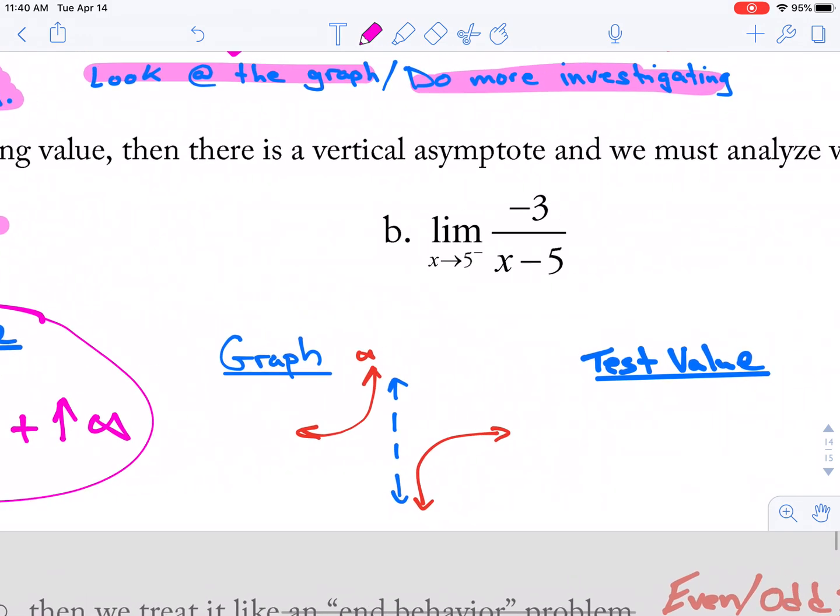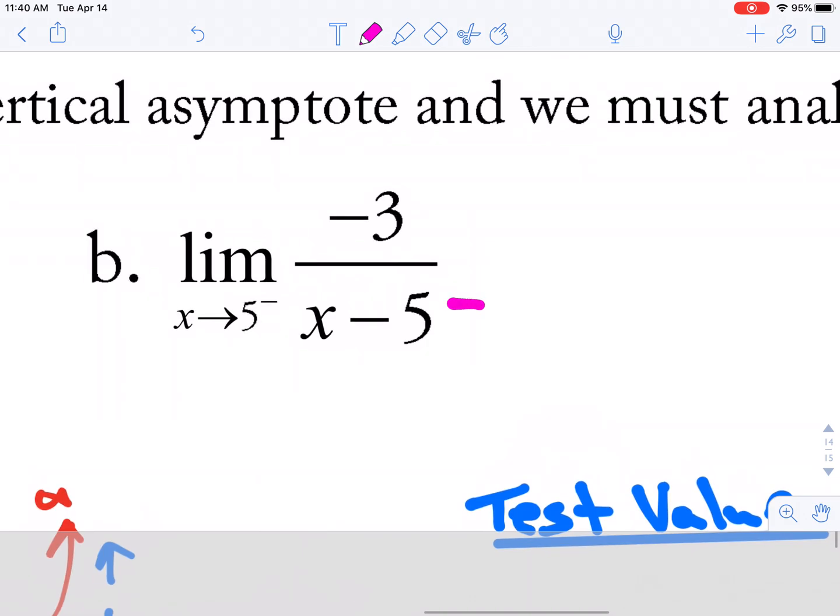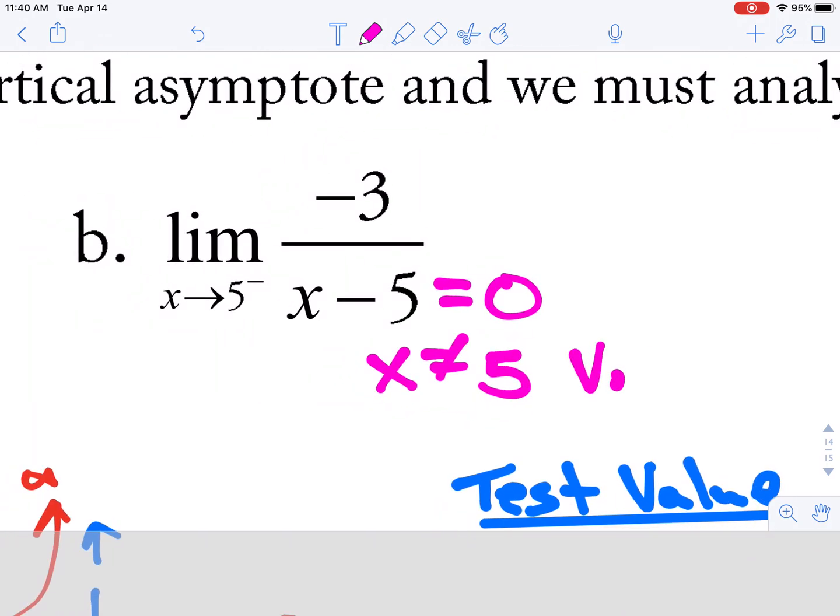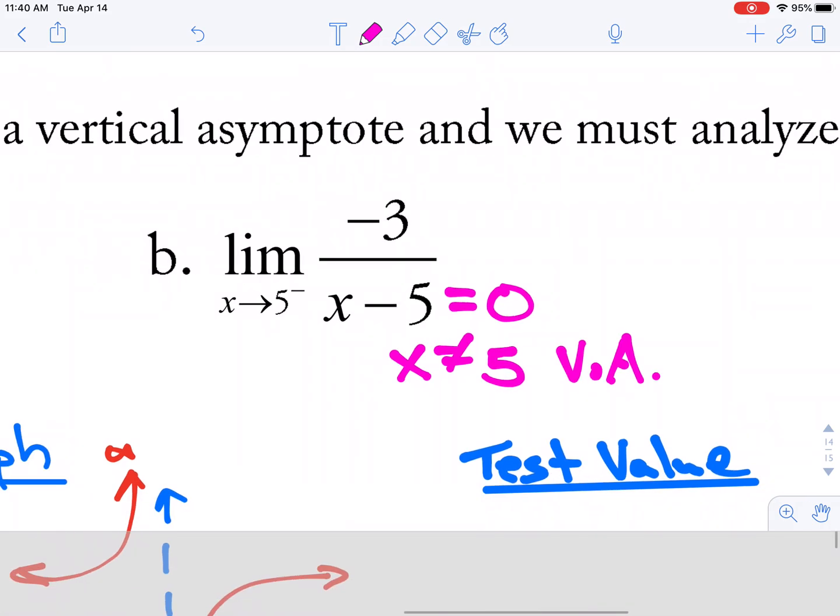Here's another example. Again, we can't get this to equal 0, so x cannot equal 5. So we have a vertical asymptote at 5. Since that's the value that we're checking here, we can't just plug it in. So we have to look at the graph.